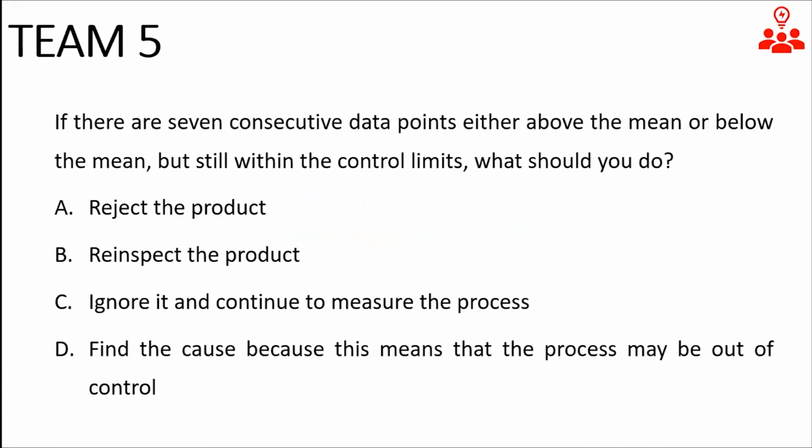Okay. Round 5, we'll begin with team 5. Again, you can pass it on. The second team gets 10 points if answered correctly. So team 5, if there are 7 consecutive data points, either above the mean or below the mean, but still within the control limits, what should you do?